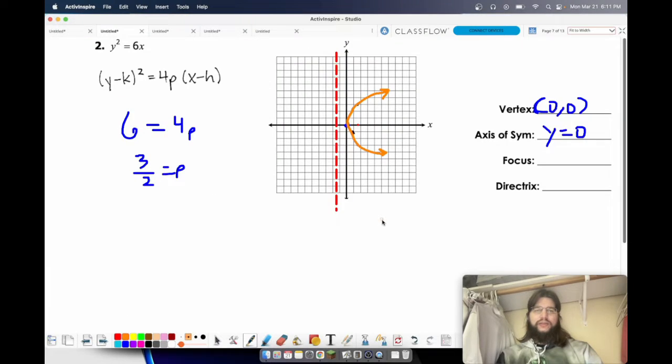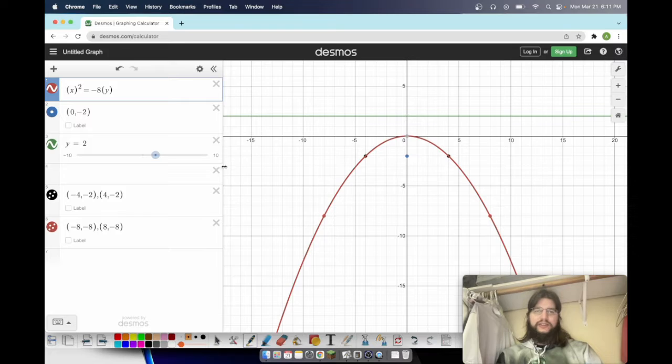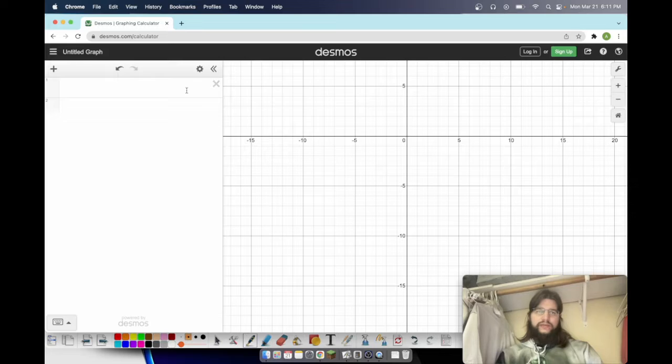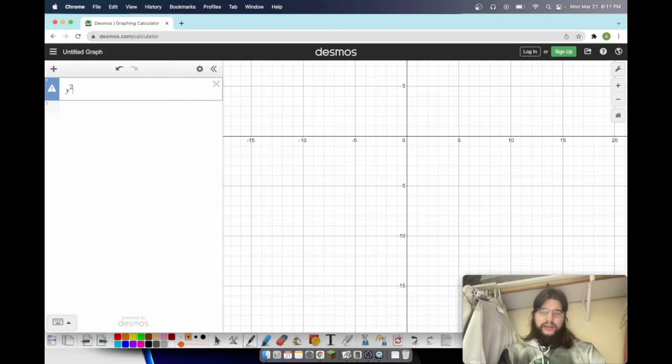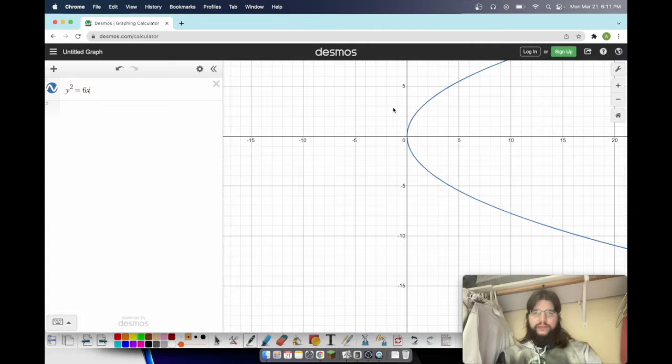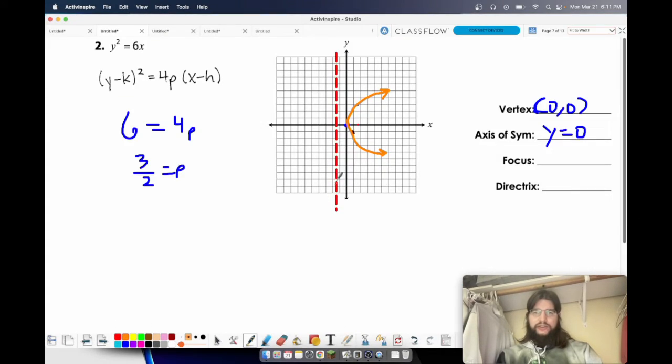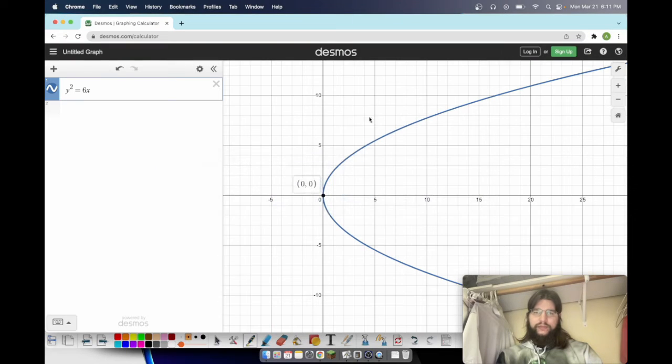But let's type this in. y squared equals 6x. So let me get rid of all this. y squared equals 6x. So our vertex is (0, 0), so we should have 1.5 and then 3. So right here, this should be at 1.5. There it is. So that is a nice point on our parabola.